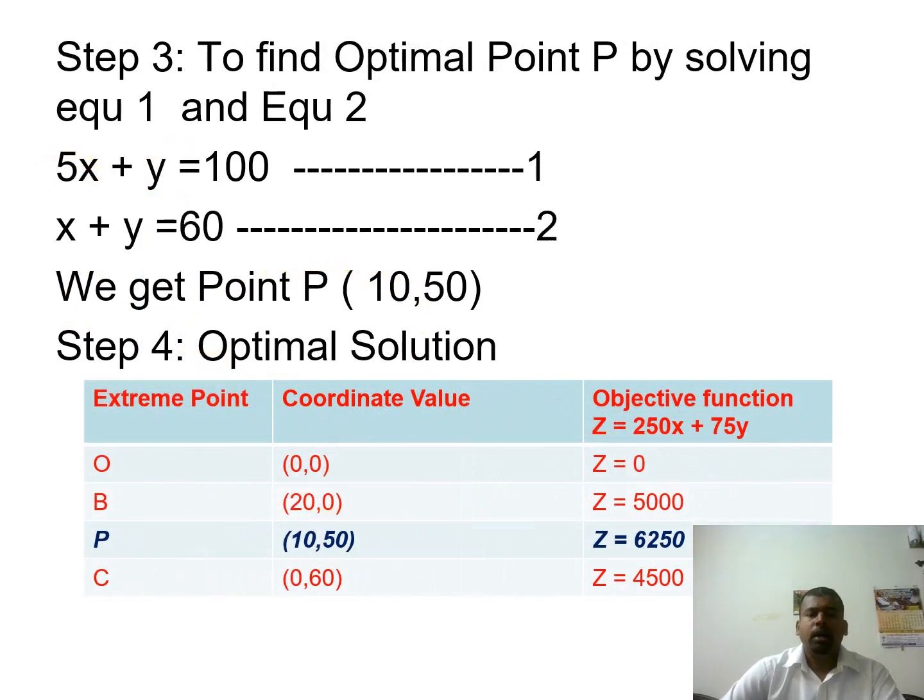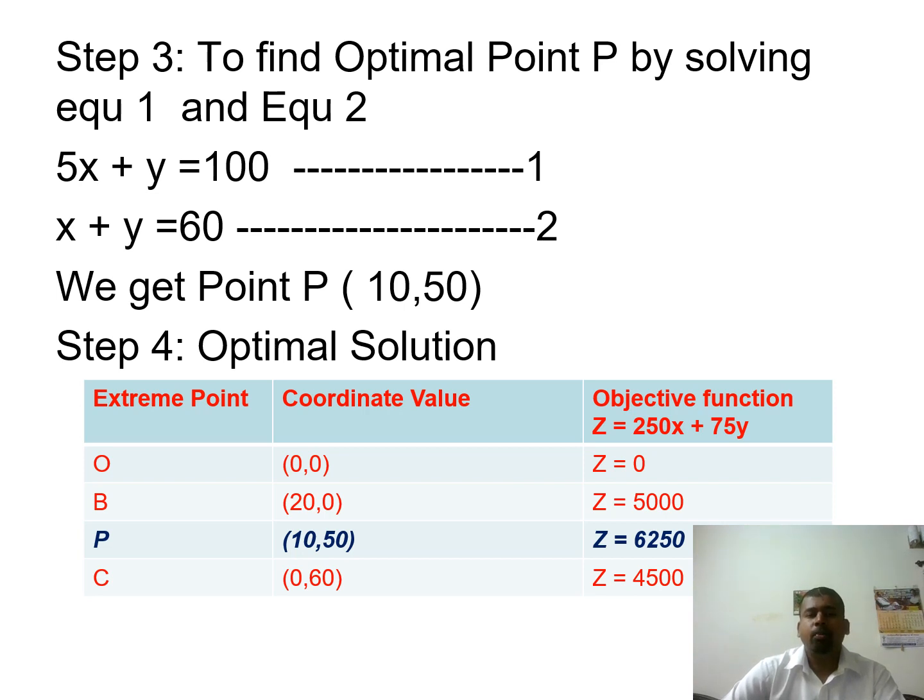So now after forming the diagram, we are going to find the optimal point P by solving the two equations, that is equation number 1 and equation number 2, that talk about the investment condition as well as the storage condition. So on solving these two equations, obviously we will get the value of x and the value of y, that is going to be represented as the point P. So here the point P we are getting the value as 10, 50.